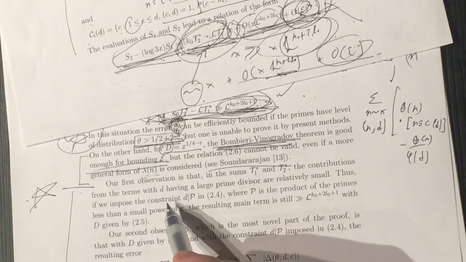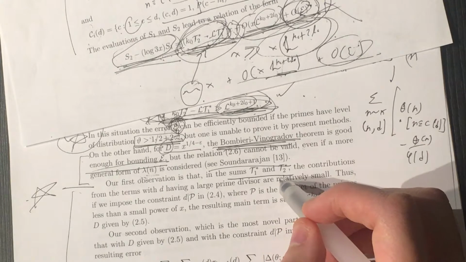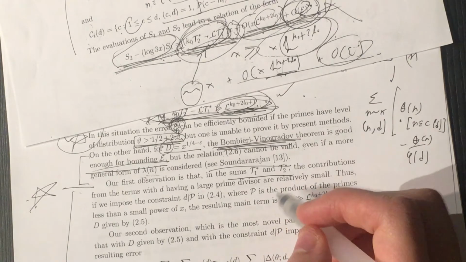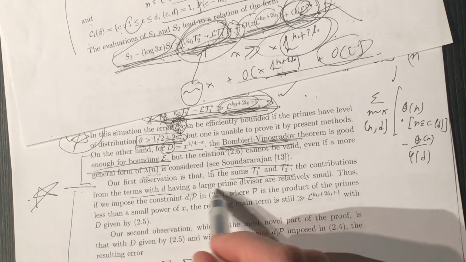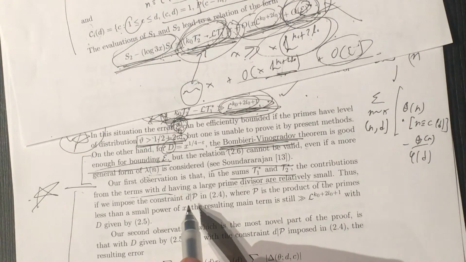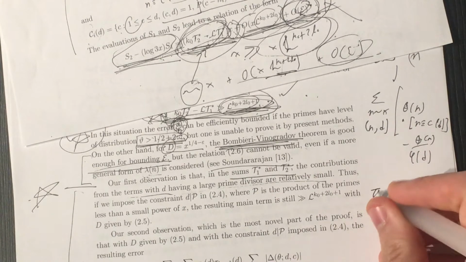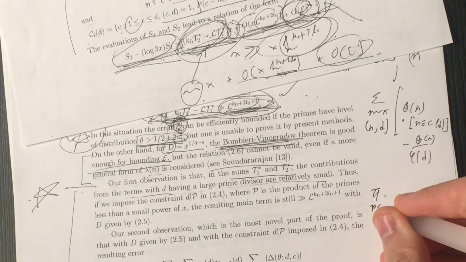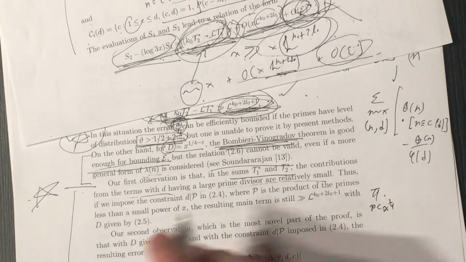I don't think he's ever said what the sums T1 star and T2 star actually are. I might have to work this out to actually understand what's going on, but I'll just accept that the contributions in terms of having a large prime divisor are relatively small. Okay, sure. You impose this constraint, where P is the product of the primes less than a small power of x, the product of the primes less than x to the 1/4, let's say, which I think is roughly where he wants to do this. Impose the constraint d divides P.